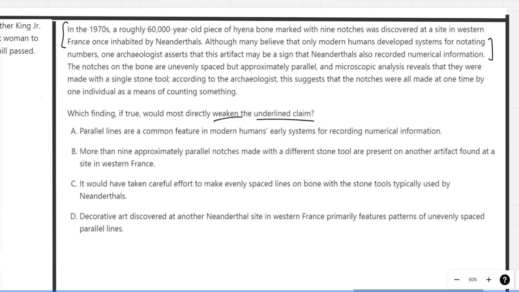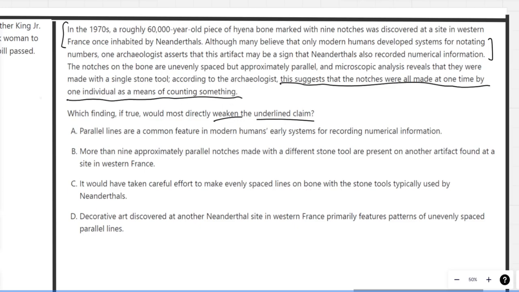So there's kind of our claim, I think. The notches on the bone are unevenly spaced but approximately parallel, and microscopic analysis reveals that they were made with a single stone tool. According to the archaeologist, okay, maybe this is our claim. This suggests that the notches were all made at one time by one individual as a means of counting something. Let's see. So this is meant as a means of counting something made by one person.